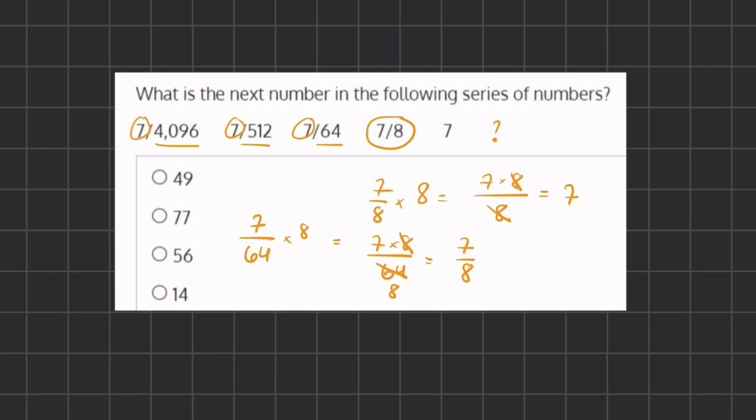And therefore, our pattern of multiplying by 8 seems to be pretty consistent, and you can also place this relationship of multiplying by 8 in the previous two numbers. And so now in order to continue this pattern, we are going to multiply 7 by 8, and we are going to get 56, which is the next number in our series and corresponds with answer C.